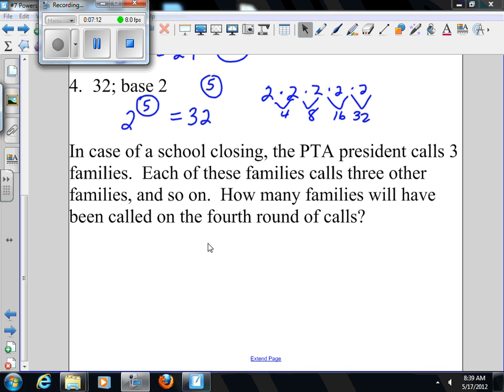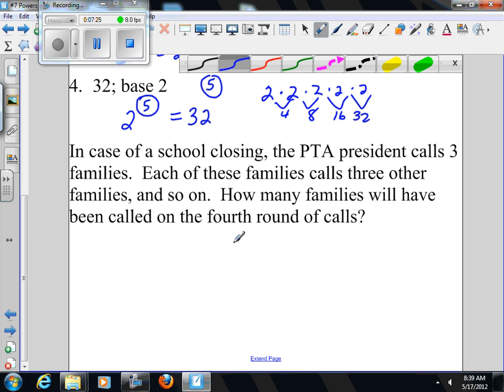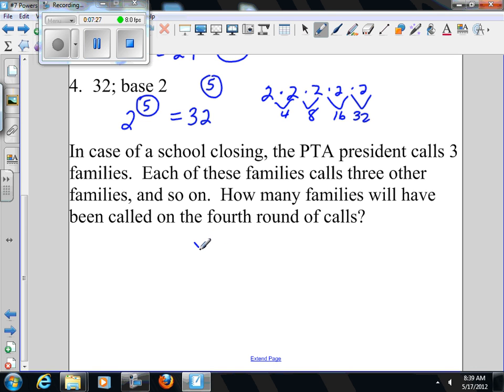Okay, in this next problem, in case of a school closing, the PTA president calls 3 families. Each of these families calls 3 other families, and so on. How many families will have been called on the 4th round of calls? Okay, well, you can think of it, you start off, you got 3 families, then each person calls 3 other families. We aren't going to draw this whole thing out. And then it goes from there, you can see. And we want to know how many families will have been called on the 4th round of calls.